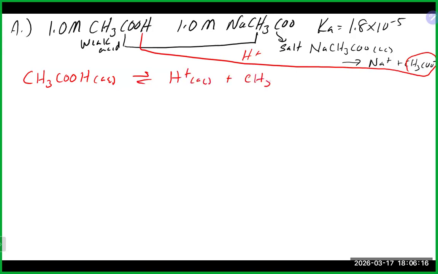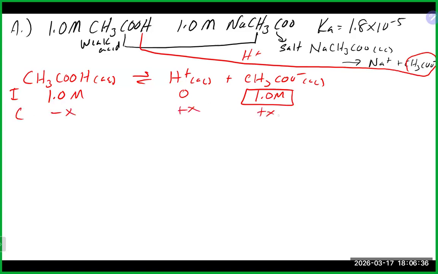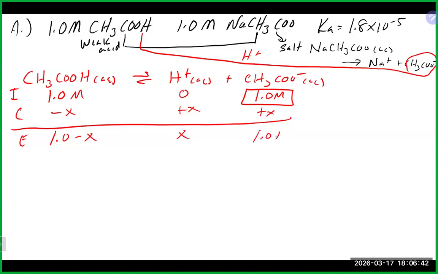And your ice table would look something like this. You would start with your 1 molar there. This would be 0. And remember that it is really key to also have the molarity on the right-hand side. Otherwise, you are not doing a buffer problem in this case. You are doing a weak acid problem. Minus X, plus X, plus X. And at equilibrium here, 1 minus X, X, and 1 plus X.